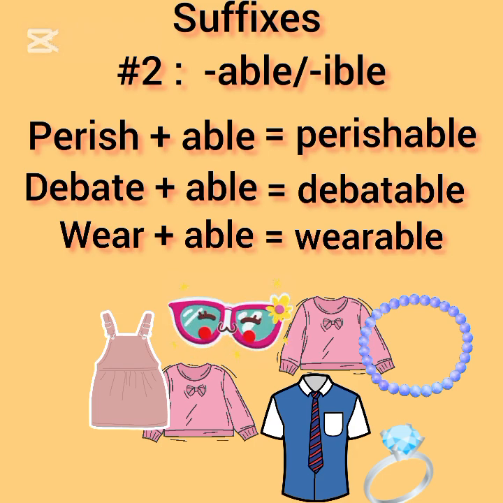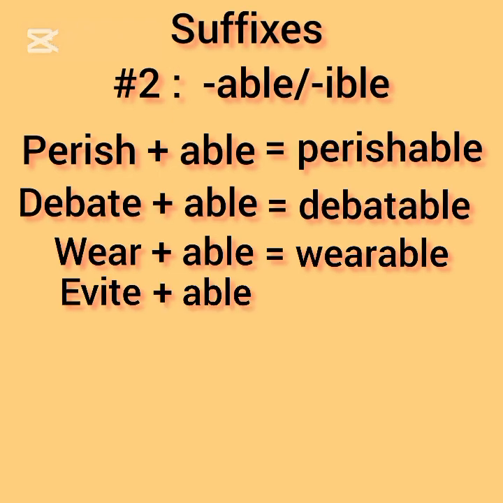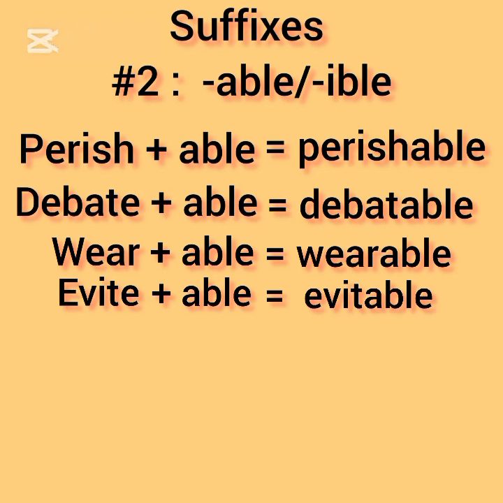Our next word is evade. We do not use this word commonly in modern English. When we add able to evade, it becomes evitable, which means avoidable. We can use this word in a sentence like, a traffic jam might be evitable if you choose an alternative route.